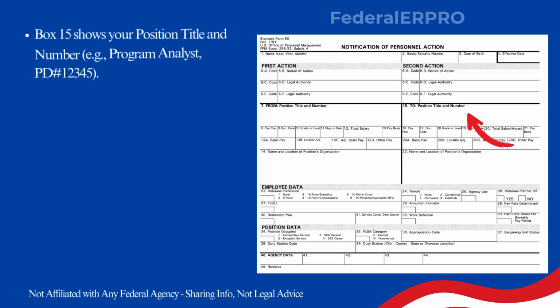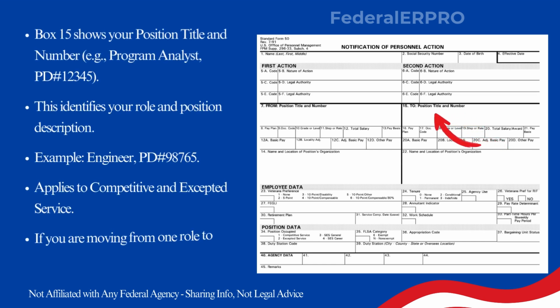Box 15 shows your official position title and position number. Your job title might say Program Analyst, Management Assistant, or Human Resources Specialist. The number identifies the exact position description tied to your job. This is critical if you're later questioned about duties, classification, or coverage.